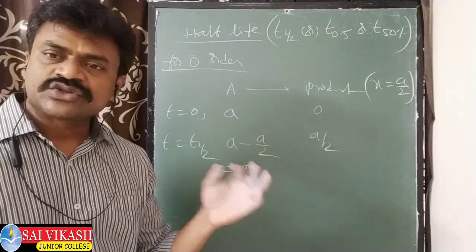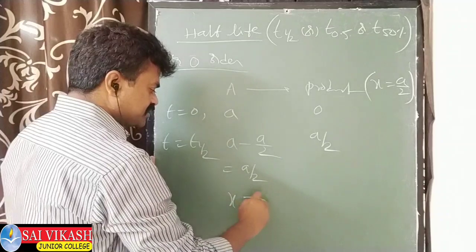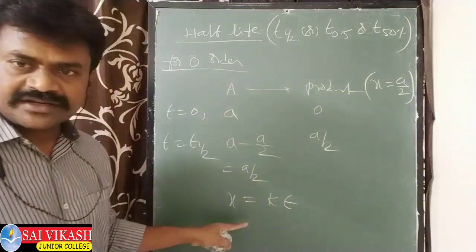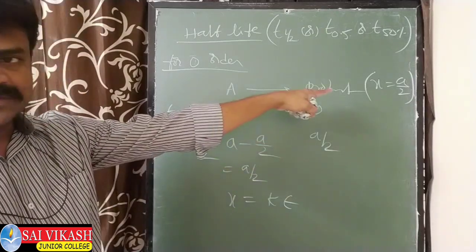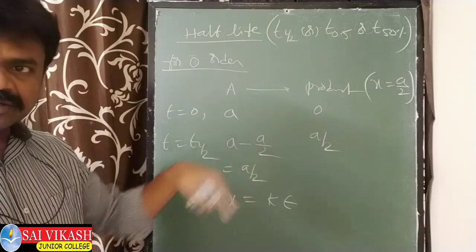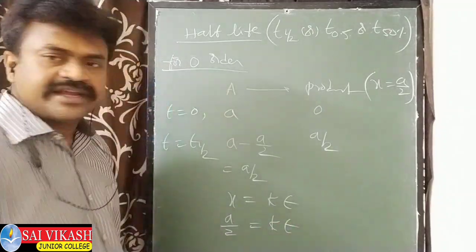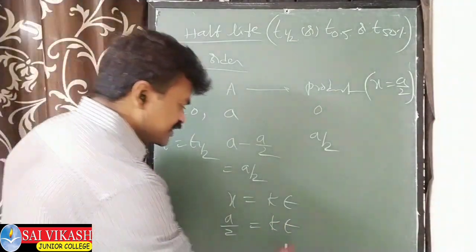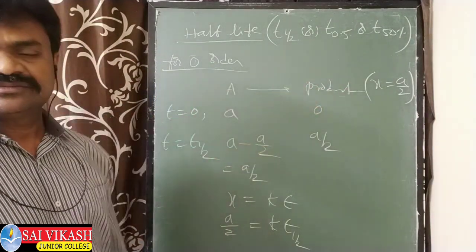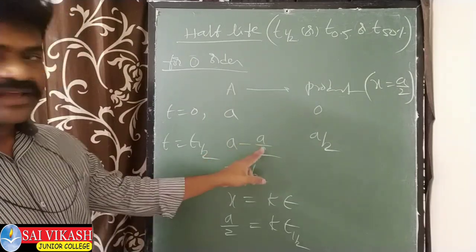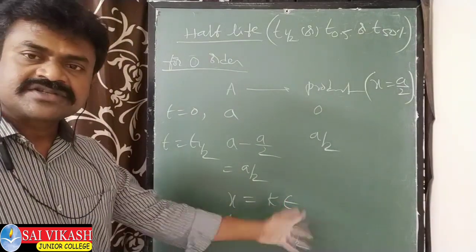Let us substitute these values in the integrated rate equation for zero order. Tell me, what is the zero order integrated rate equation? x equal to kt. We got it. This is the integrated rate equation for the zero order. So in the place of x, let us substitute the value A by 2. So A by 2 equal to kt. But t is t half because we know when t equal to t half, x becomes A by 2. That's why in the place of x, I have taken A by 2 and k only, t becomes t half.